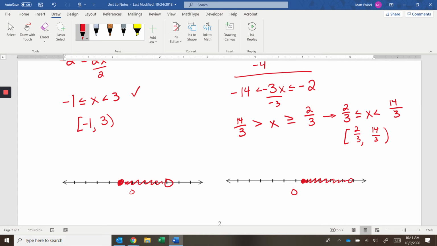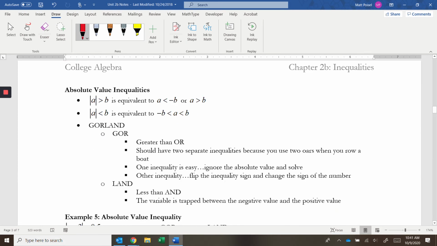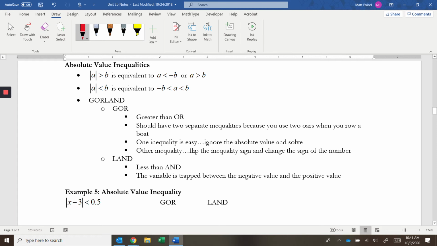The last thing we're going to talk about are called absolute value inequalities, and the way we solve them is really similar to what we just did. Now, right here, you'll hear me say this all the time: when you look at an absolute value inequality, I'll say, hey, Gore-land. This is a reminder that we want to split it up, and this is how we solve absolute value inequalities.